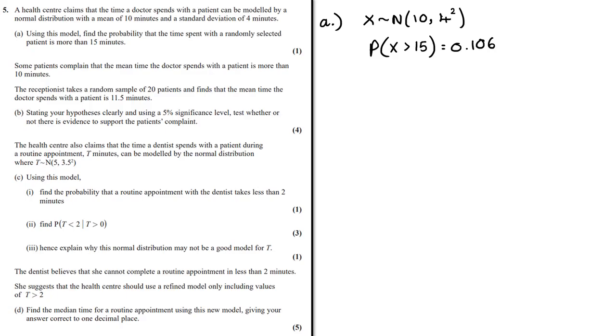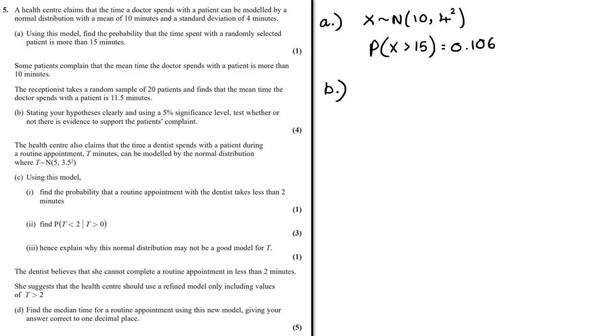Okay, so let's have a look at part B now. This is 4 marks, and there's definitely a bit more work to it, because now we're going to do the hypothesis test. It says some patients complain that the mean time the doctor spends with a patient is more than 10 minutes. So the receptionist takes a random sample of 20 patients and finds that the mean time the doctor spends with a patient is 11.5 minutes. We need to state the hypotheses clearly and use a 5% significance level to test whether or not there is evidence to support the patients' complaint.